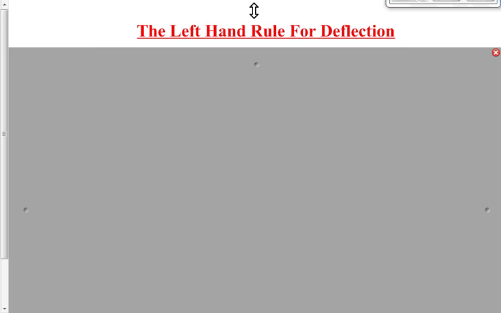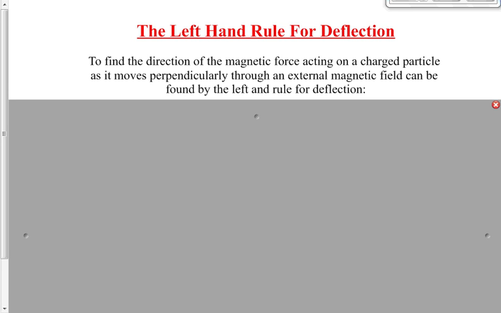Now we get two magnetic fields. We know that whenever we have two magnetic fields, there's going to be an interaction between them. There's going to be a magnetic force. What does that magnetic force look like? What's the direction of that magnetic force? This is what we're going to use the hand rule for deflection for. The left-hand rule or the right-hand rule, depending upon whether it's a negative or positive particle.